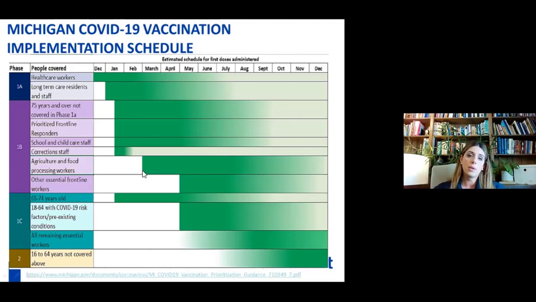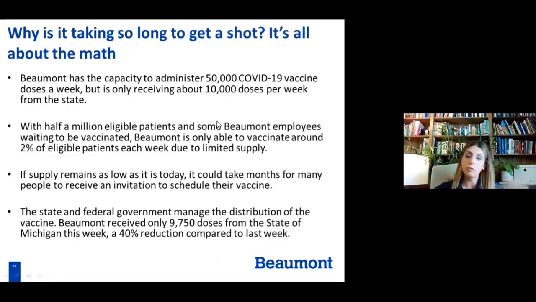In order to accommodate this, Beaumont has over 1 million patients, I think, registered for just over 65. That's besides healthcare workers. And like I mentioned earlier, we're able to administer vaccines for up to 50,000. However, we're only receiving about 10,000, and I think this week is even less than that. We had to cancel some clinics because the state was not allocated enough supplies from the government. So we're really only able to vaccinate about 2% of our eligible patients.